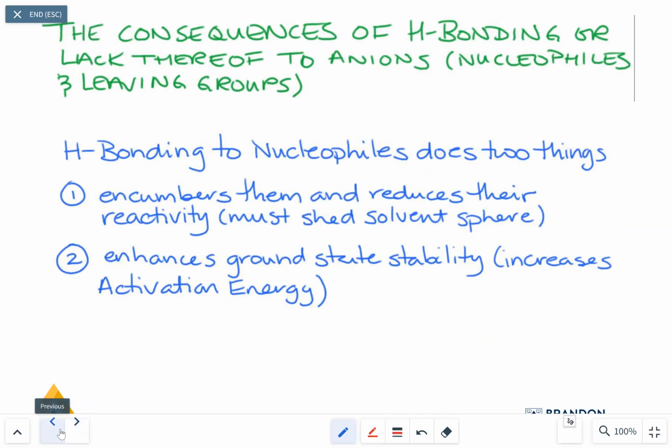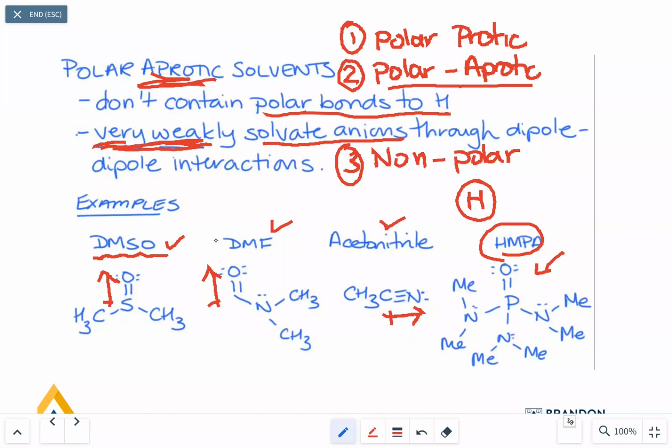So there's a couple of things that... what we're going to see is that polar protic solvents, I'm giving this story away here, are going to favor SN1 reactions, and aprotic solvents are going to favor SN2. And we'll see why in the next couple slides.